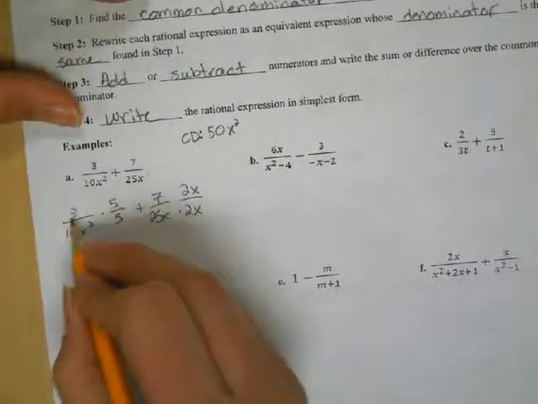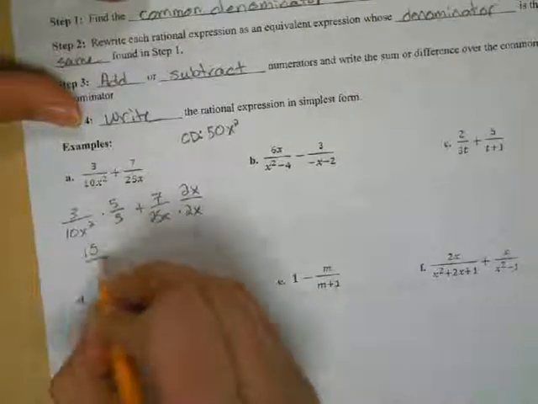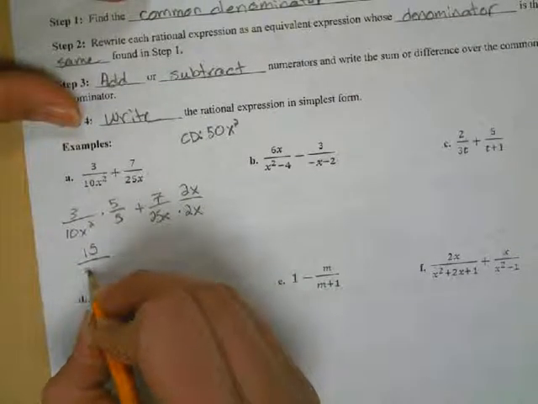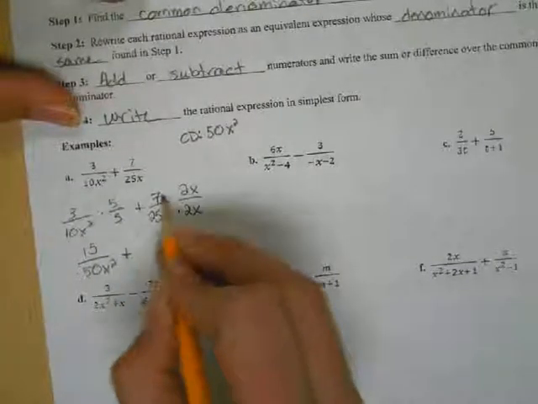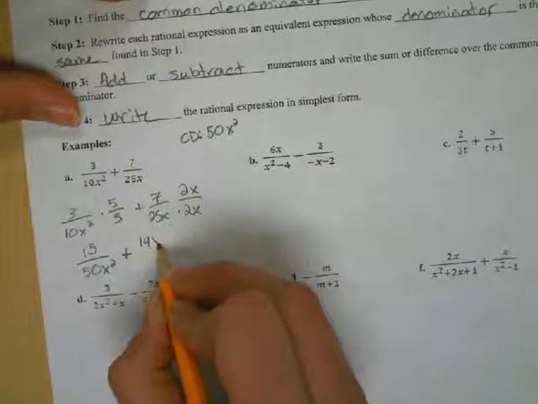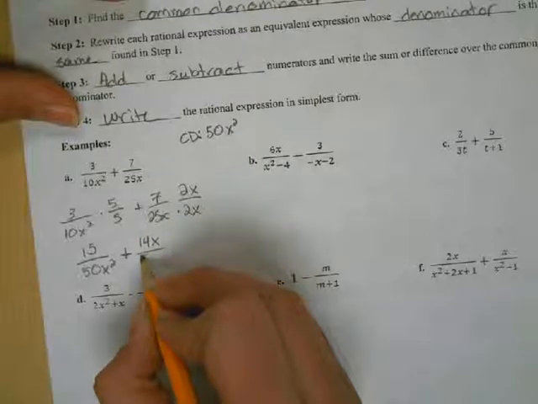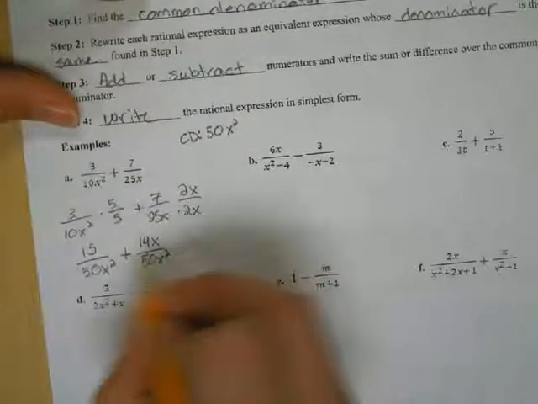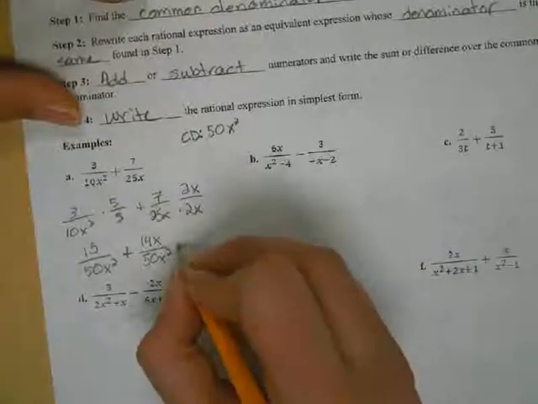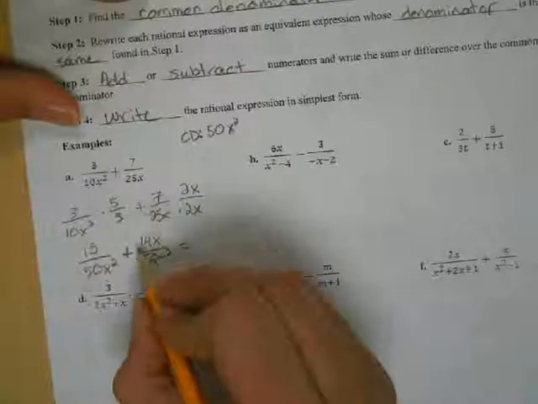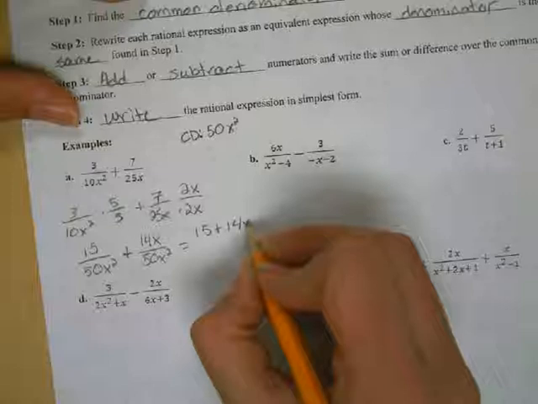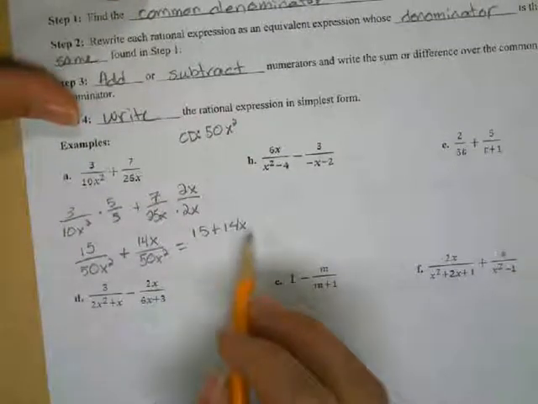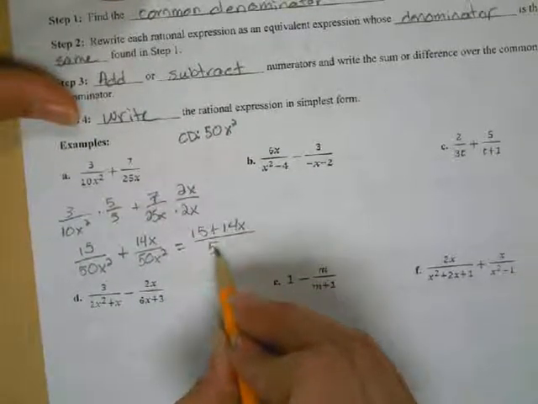3 times 5 is 15. 10x squared times 5 is 50x squared. Okay, and then we're going to add 7 times 2 is 14x over 50x squared. Now I've got common denominators just like I want. I add my numbers together, 15 plus 14x. Okay, don't actually put those numbers together. One has got an x and one does not, over 50x squared.